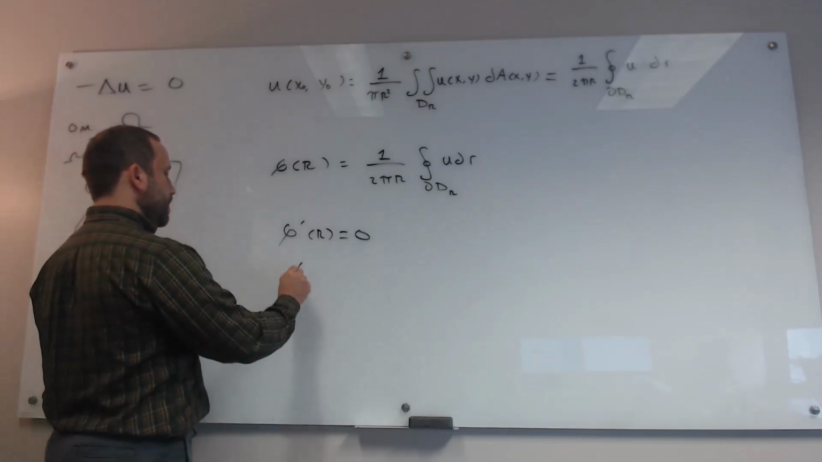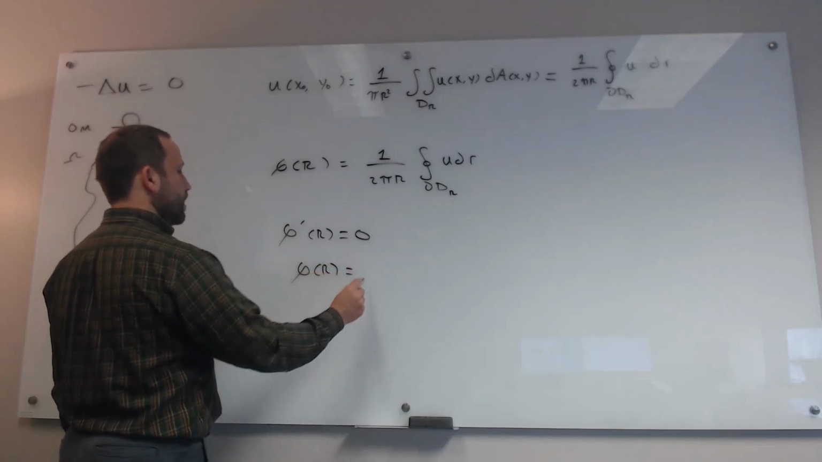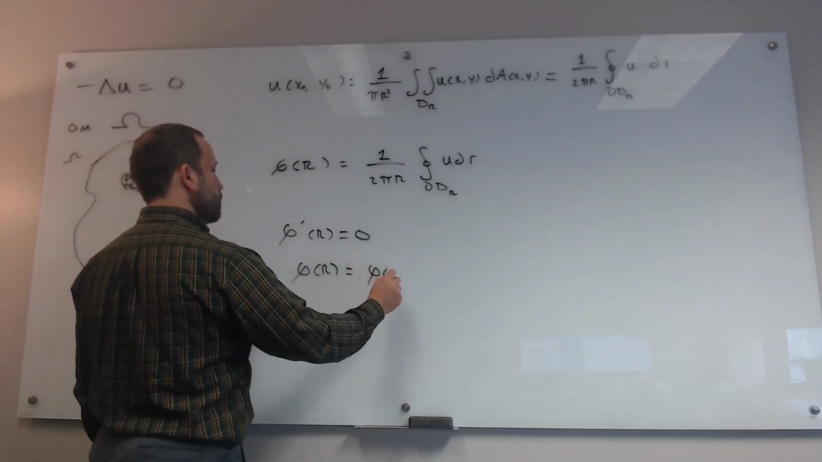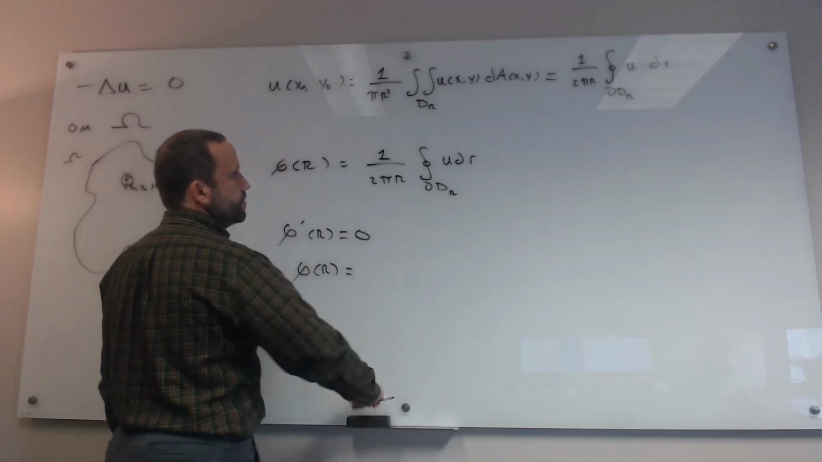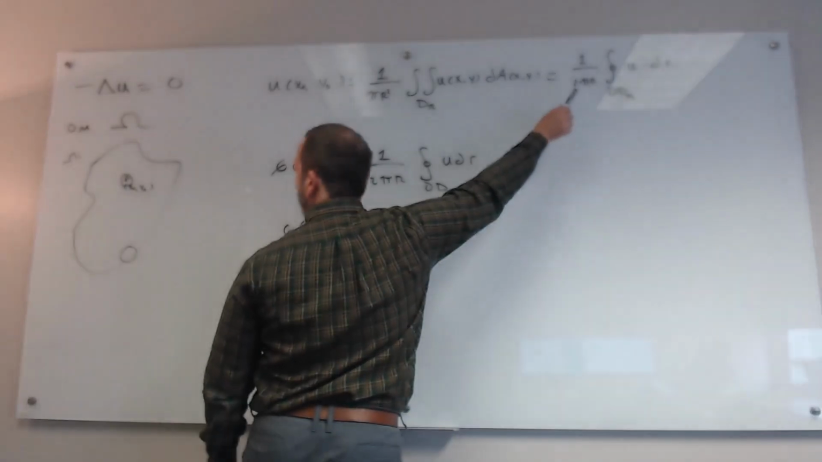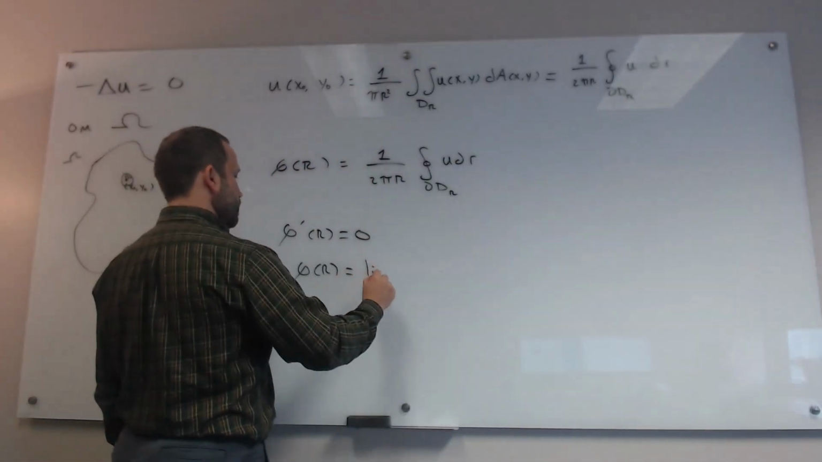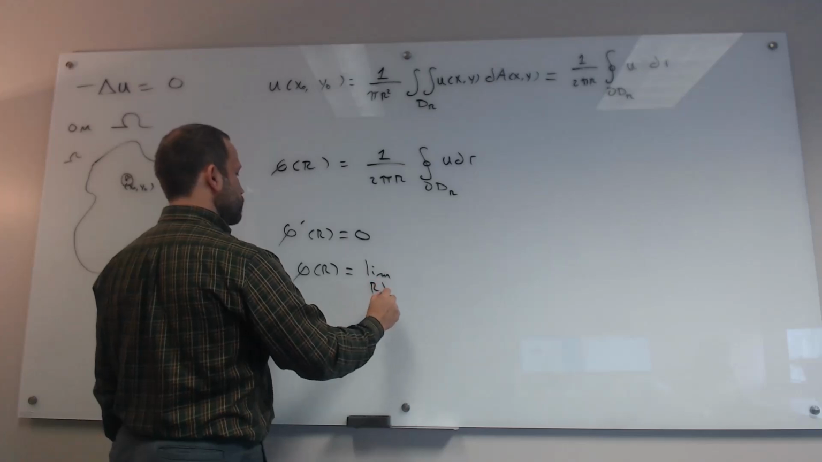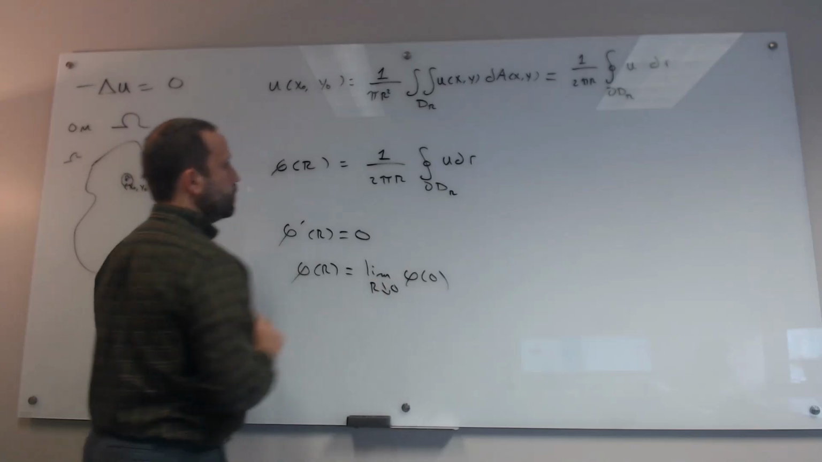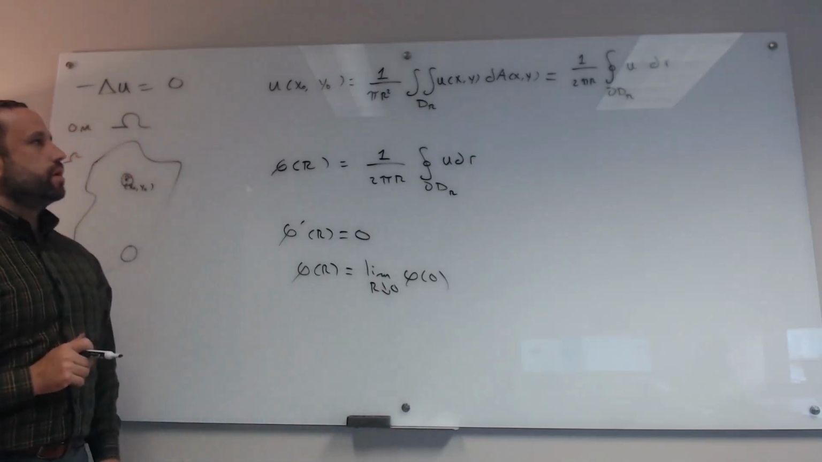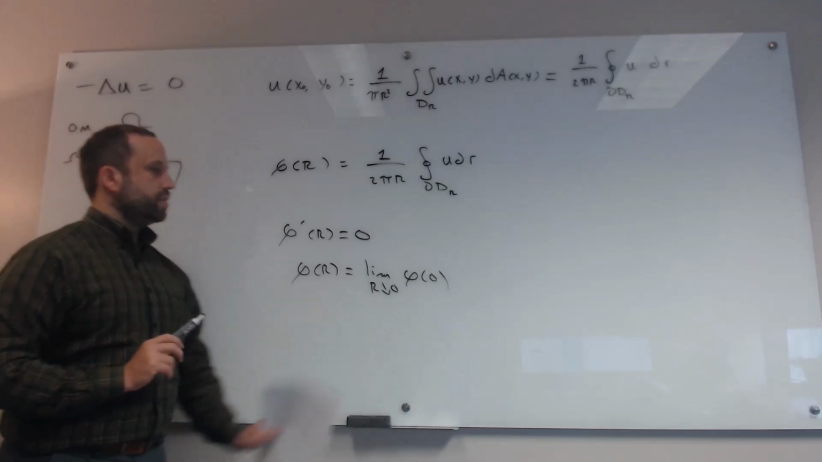So what this means is that for any number, phi of r is equal to phi of 0. Though, what is phi of 0? I can't just directly plug in r equals 0 because I'm dividing by 0. So I mean the limit as r decreases down to 0 of phi of r. Okay, so let's actually compute this now.